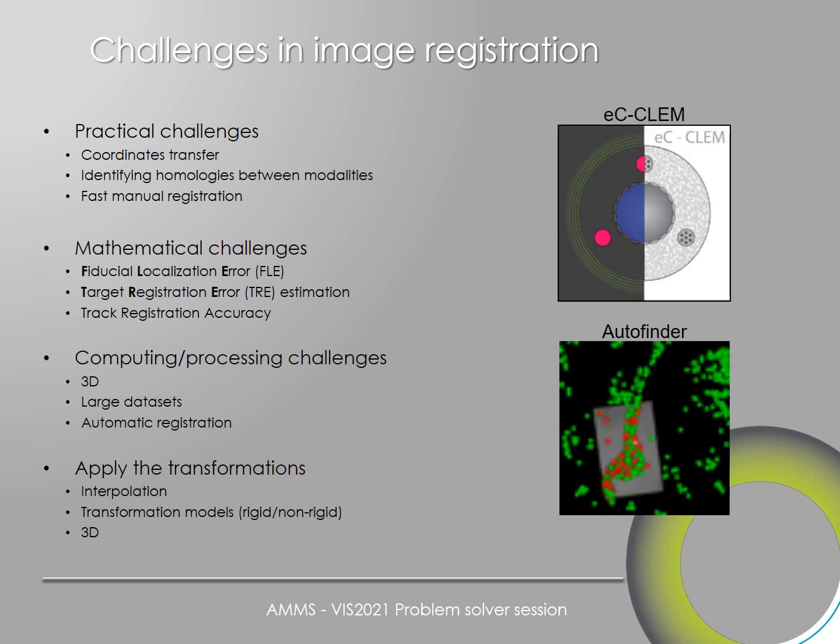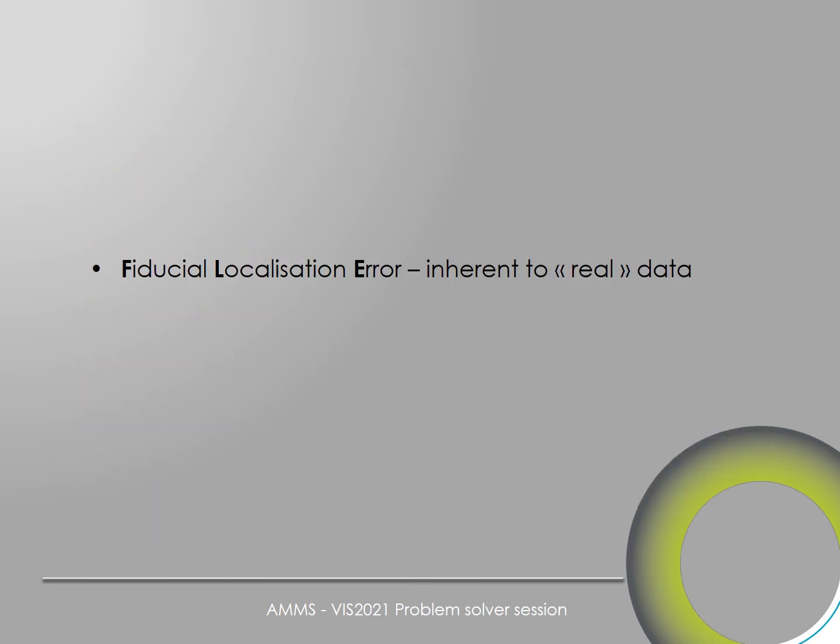So for that, we developed eC-CLEM, a software which is dedicated to image registration in 2D or in 3D, using all of these mathematical models. And it comes together with AutoFinder. AutoFinder is designed to do automatic registration, assuming you've identified homologous points in both datasets. Before going into the practical aspect of eC-CLEM, I'd like to introduce some of the mathematical challenges which are underlying.